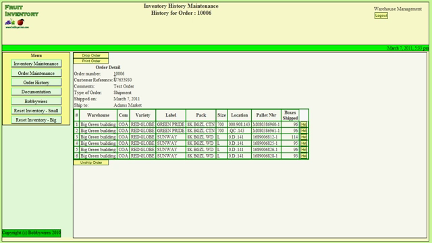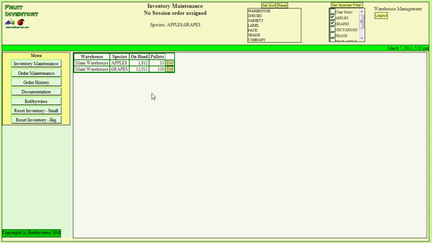Prior display. Go back to my inventory, and I can reset everything back the way it was. Clear the species filter, and I hope this has been instructional. Thank you very much.